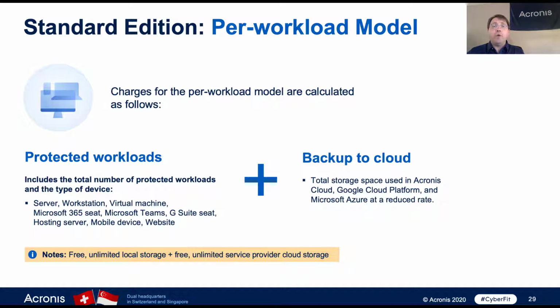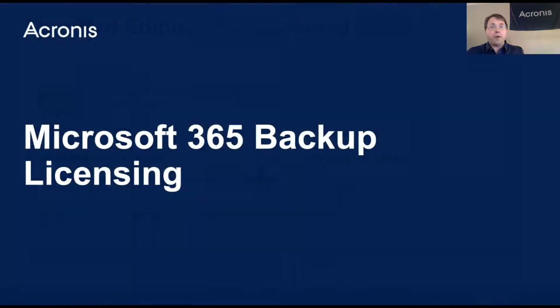Now, when we go over to the per workload model, we're going to see that we have our protected workloads, which there's a number of different ones, starting with servers, going over to workstations. We have obviously virtual machines as well, and then a number of different cloud services, including Office 365, Microsoft Teams, G Suite, and so forth. Plus, we're going to add to that the amount of backup that they have, the total storage space that they have onto the Acronis cloud as well. And so that is how those products are licensed.